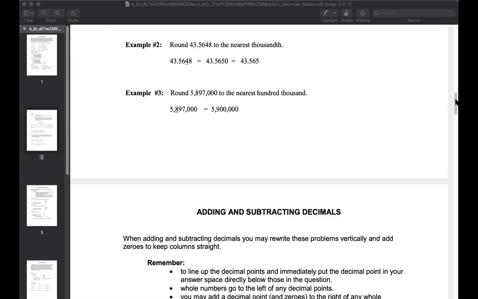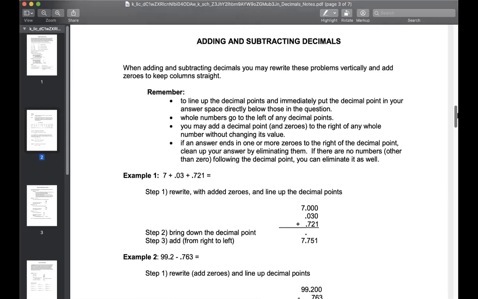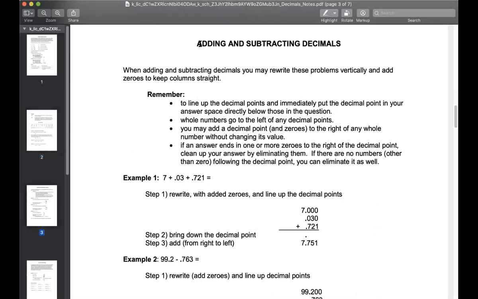Let's get into the real meat of it, our adding and subtracting of decimals. What is the one rule you always need to remember when adding and subtracting decimals? Who can tell me? What do I need to do when adding and subtracting decimals? Just one thing you have to remember. Make sure your decimal is in the right place. Line it up by the decimal. Right, line up your decimals.